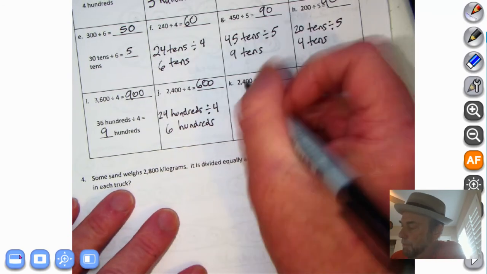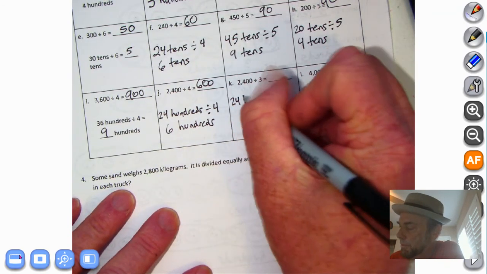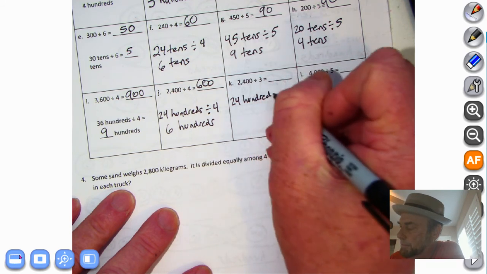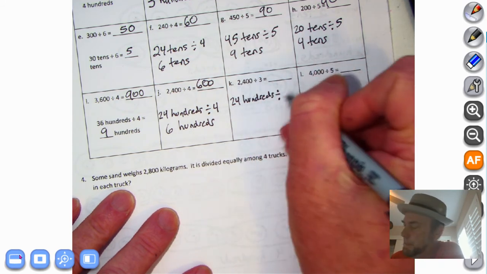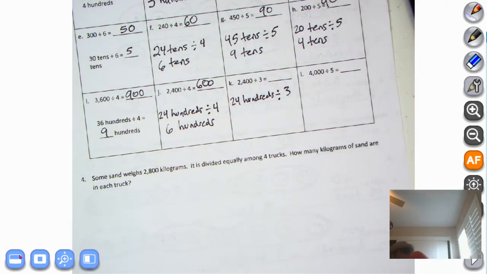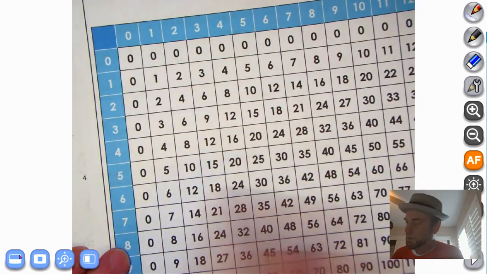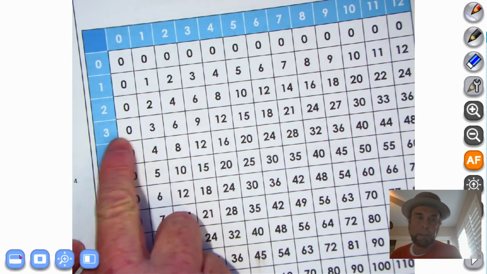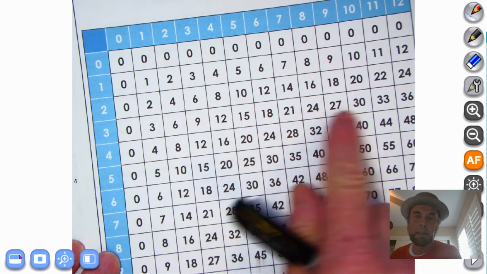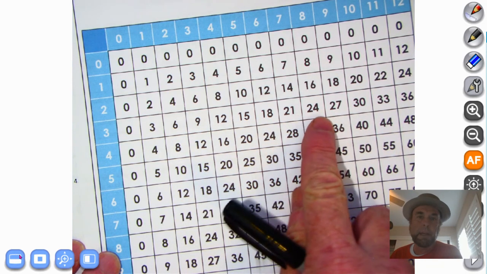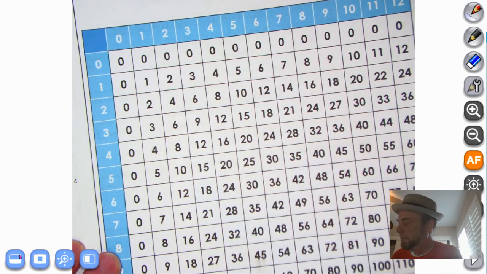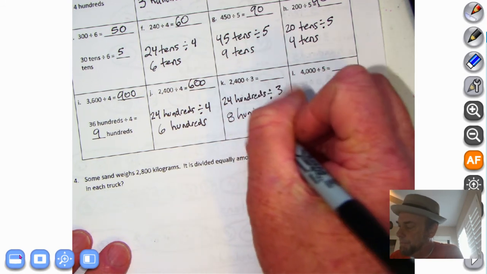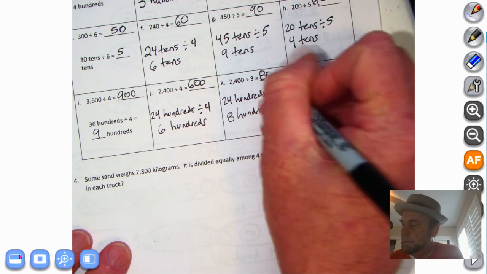Okay, we have 24 hundredths, or 2,400, divided by what? By 3. Well, 3 times a number is going to equal 24. If I know one thing about math, that's one thing I do know. So 3 times something will equal 24. Ooh, 3 times 8 equals 24. So 24 divided by 3 equals 8. But 8 what? 8 hundredths. 8, 0, 0. That's it.